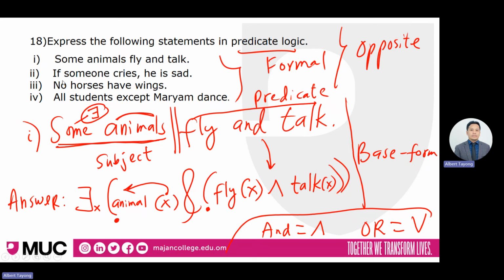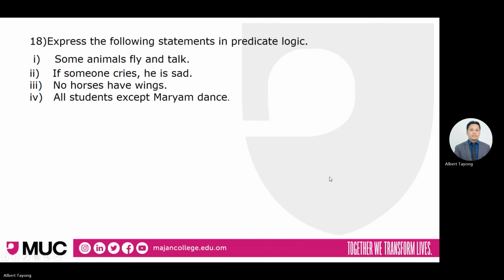Let's go to number 2. If someone cries, he is sad. So here we have if then. Sometimes we remove then, we just put the comma like this. Comma, he is sad. Actually, it means here if someone cries, then he is sad. Okay, in some cases we remove then, it is understood.